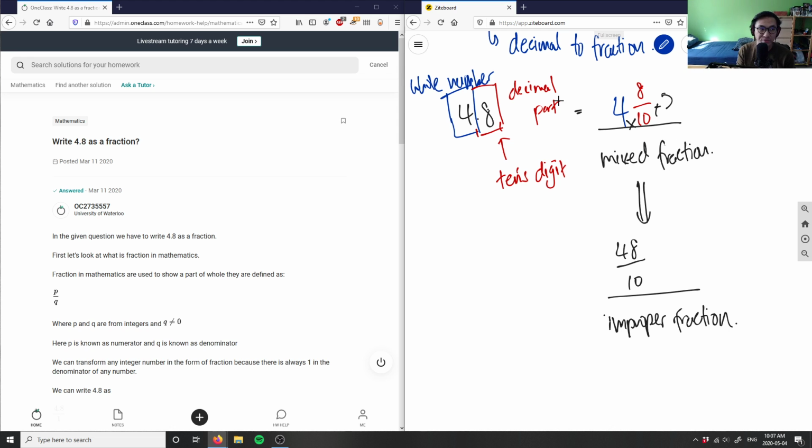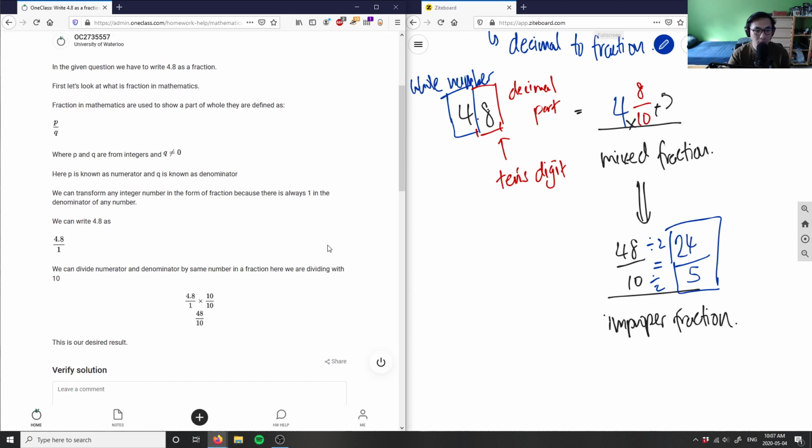So if I were to reduce 48 over 10 here, I would have to pick the greatest common factor between the numerator and the denominator. In this case, I would probably pick 2 first, because both my numbers are even, right? So if I divide by 2 in the numerator and divide by 2 in the denominator, 48 divided by 2 here is 24. And then finally 10 divided by 2 here is 5, right? So in total, my final answer will be 24 over 5 as a fraction.